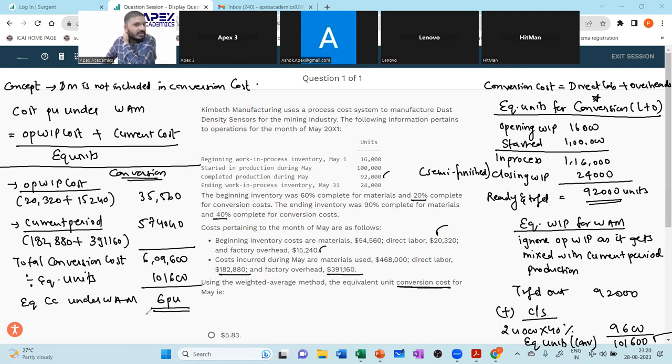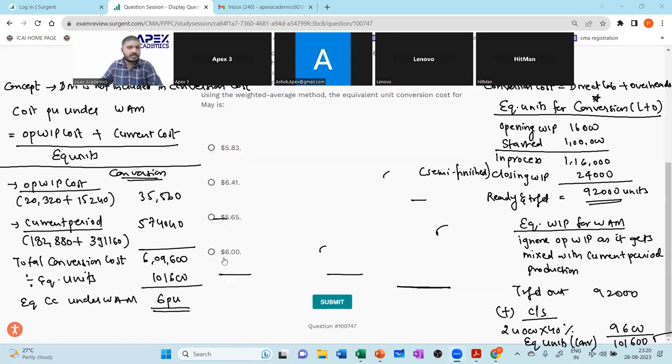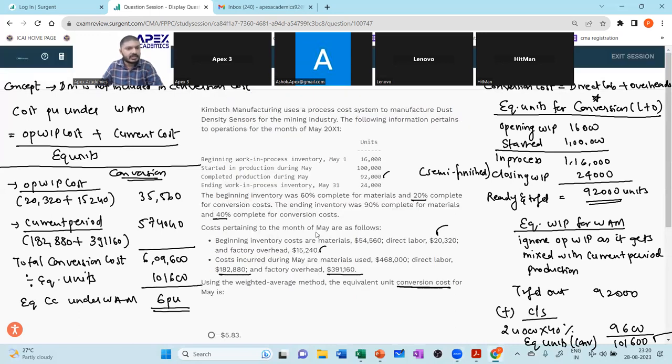You look for it. It is not visible on the screen right now. Just a second. Somewhere here you should find 6. Here 6 per unit is there, no? It is correct. Okay, 6 per unit is the correct answer. I will submit and also show you. Don't worry. If it is not 6, then they are wrong. I'll tell you that also.